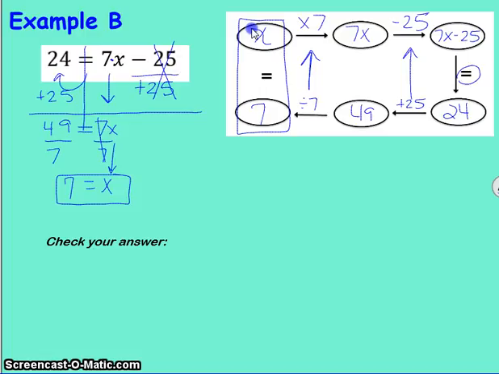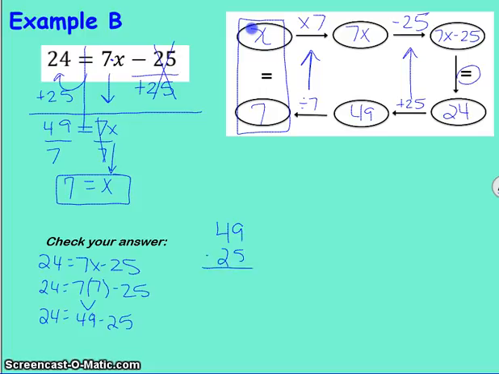So let's double check our answer. I have 24 is equal to 7x minus 25. We'll have to plug in that 7 into my x, so I have 24 is equal to 7 times 7 minus 25. Well, 7 times 7 gives me 49, and then 49 minus 25. Well, let's see, 9 minus 5 is 4, 4 minus 2 is 2, so that gives me 24. Well, my left side is equal to my right side, 24 is equal to 24. Therefore, my answer is 7.